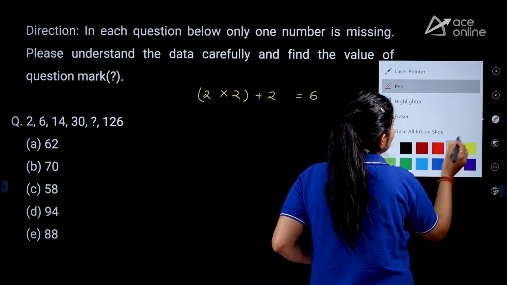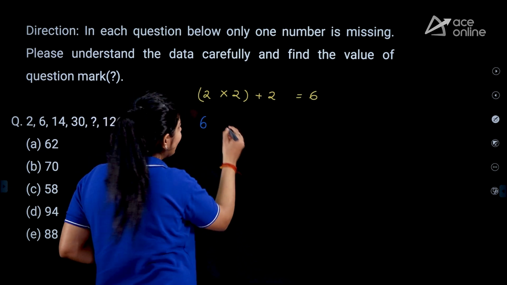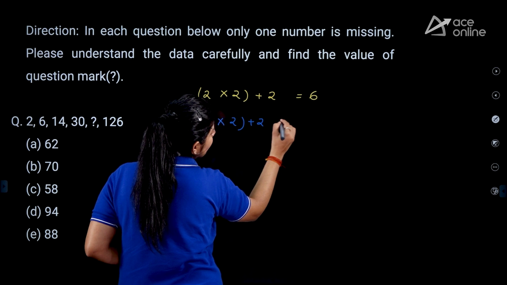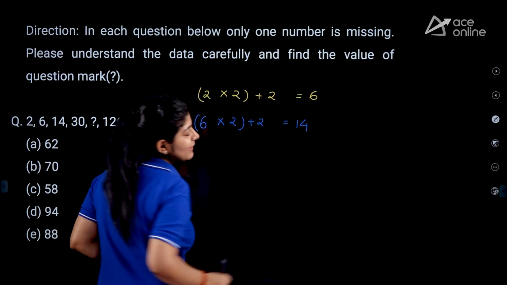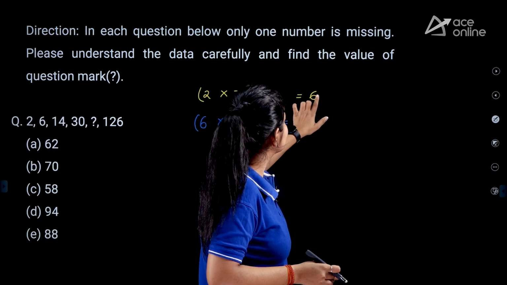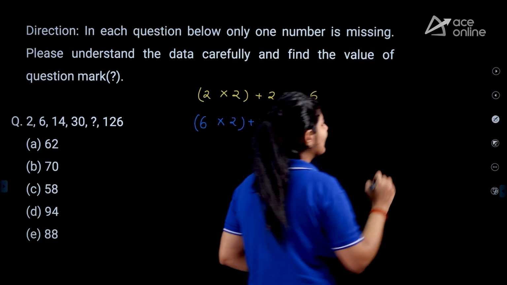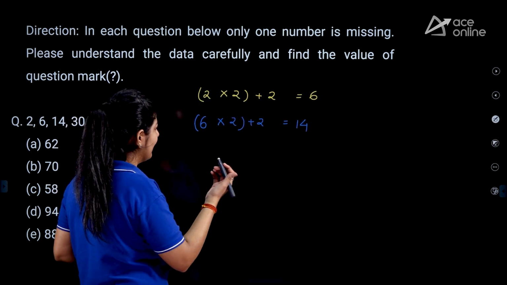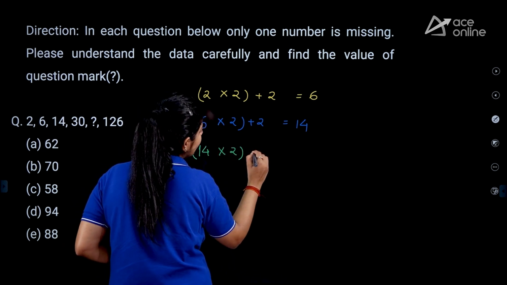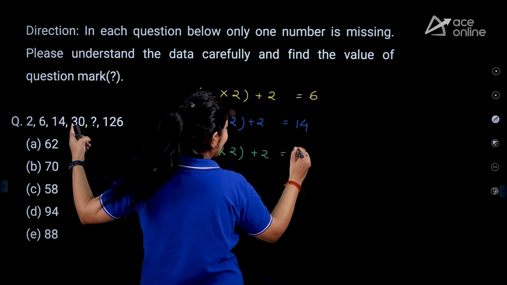Now, in the next one, I am having 6 over here, and if I again multiply it by 2, it will become 12. 12 plus 2, it will become 14. That's what we are having over here also, right? We started with 2, we get 6. From the 6, we converted it into 14. Now, we will apply the same pattern to determine the rest of the numbers. So, 14 into 2, that is 28. 28 plus 2, that is 30. That's what we are having over here.